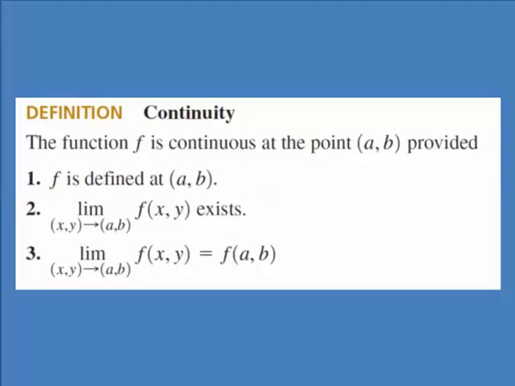As in single variable calculus, a function is continuous at a point if the function is defined at the point, the limit exists, and the limit and the value of the function at the point are the same.